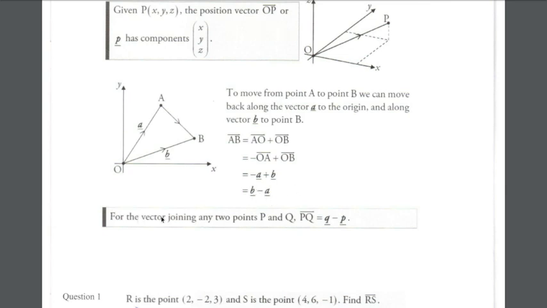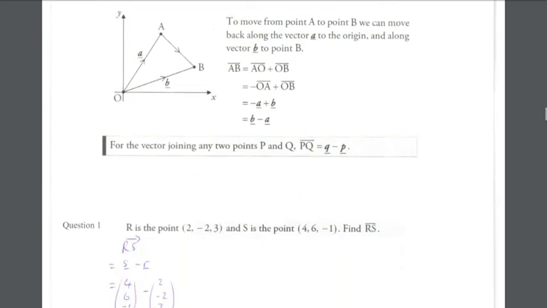So we could generalize that for the vector joining any 2 points, P and Q. Vector PQ, to get us from P to Q, would equal little q minus little p. So here, if I wanted to get from A to B, I could do b minus a, and that would give me the directions from A to B.